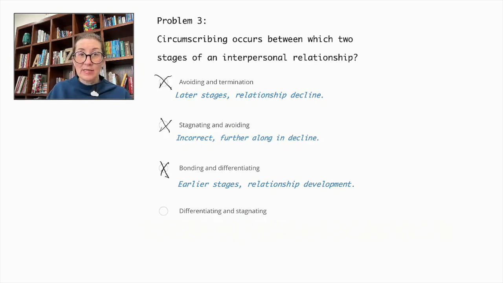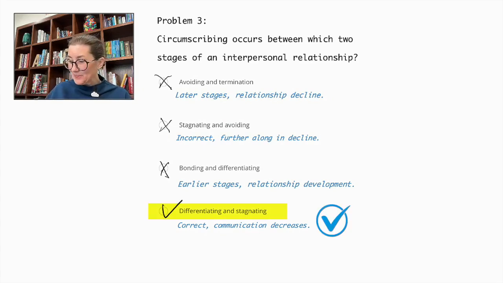The correct sequence is that circumscribing occurs between differentiating and stagnating. During circumscribing, communication decreases and partners limit interactions, occurring after differentiating, seeing themselves as individuals, and before stagnating, relationship inactivity. Therefore, the correct answer here is differentiating and stagnating.